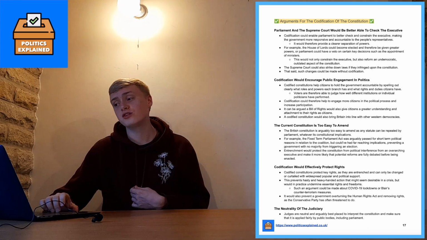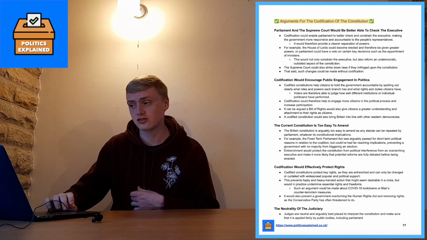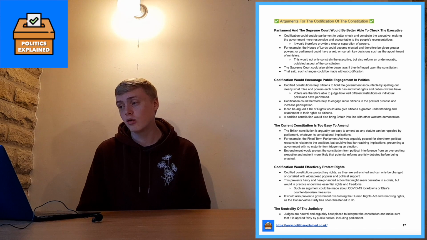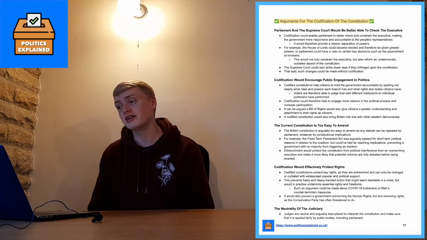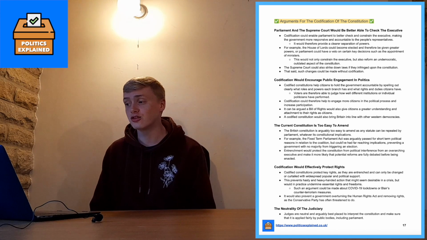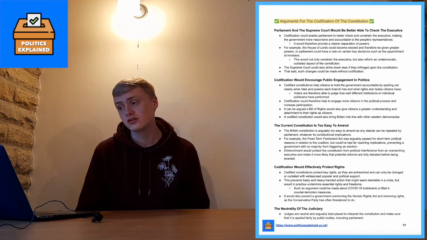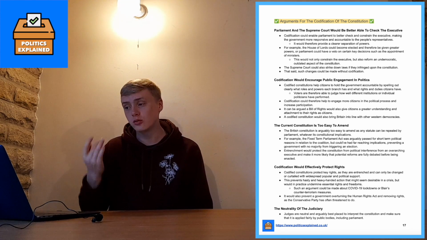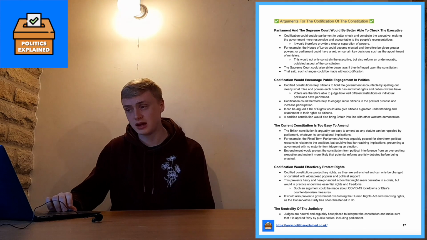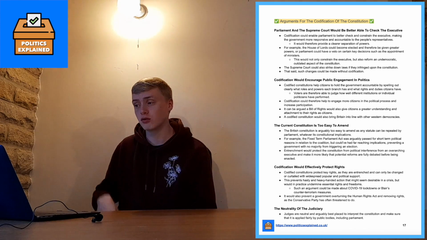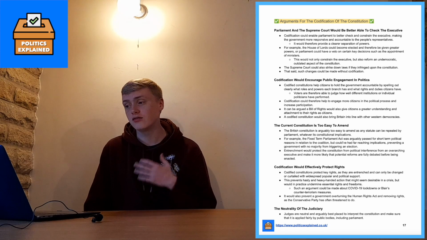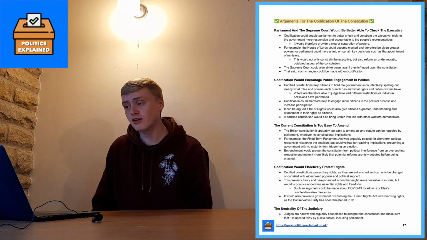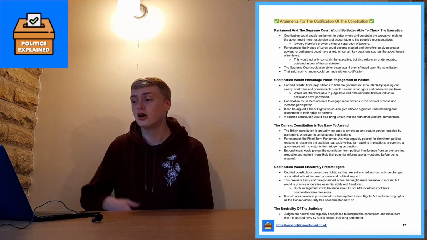The next argument is that codification would encourage public engagement in politics. Codified constitutions help citizens hold the government to account by spelling out clearly what roles and powers each branch has and what rights and duties citizens have. Voters are therefore able to judge how well different institutions or individual politicians have performed. It would help to engage more citizens in the political process and encourage political participation. It could also be argued that a British Bill of Rights would give citizens a greater understanding of their rights and attachment to their rights as citizens. And finally, a codified constitution would bring Britain into line with other Western democracies.